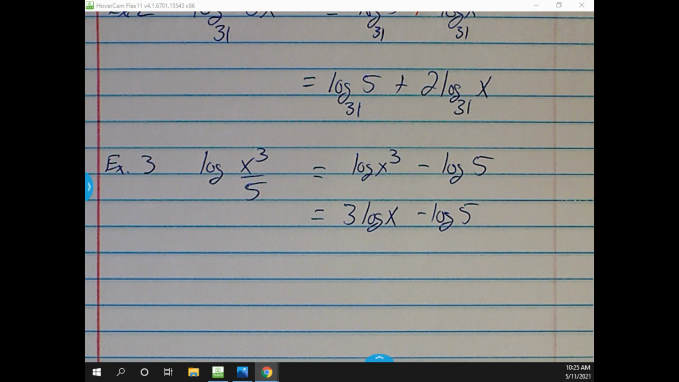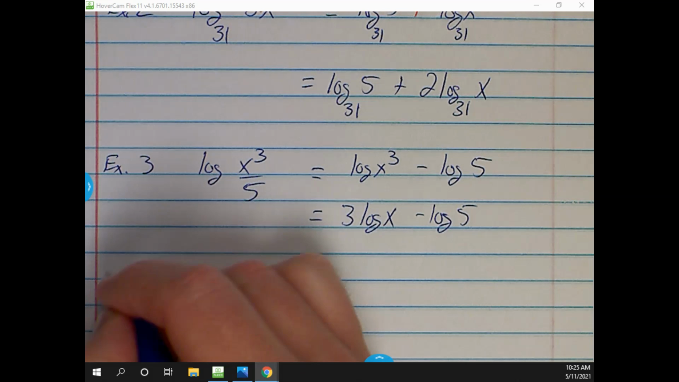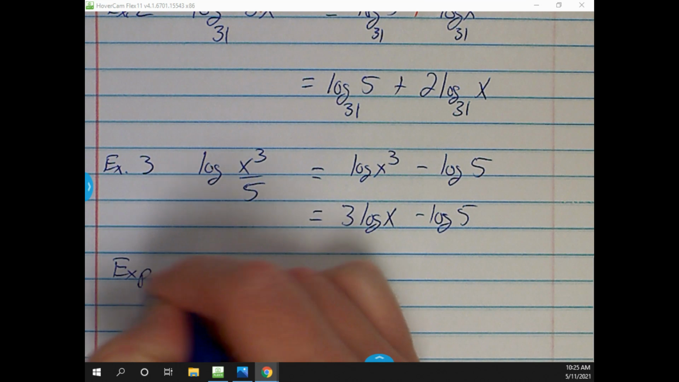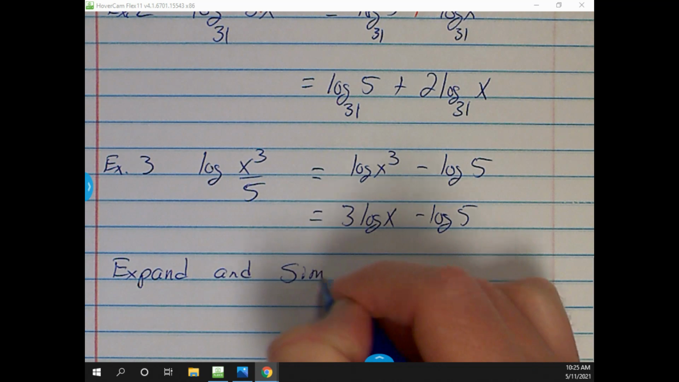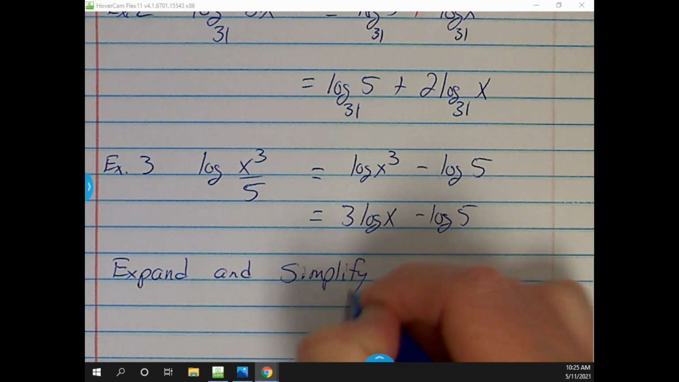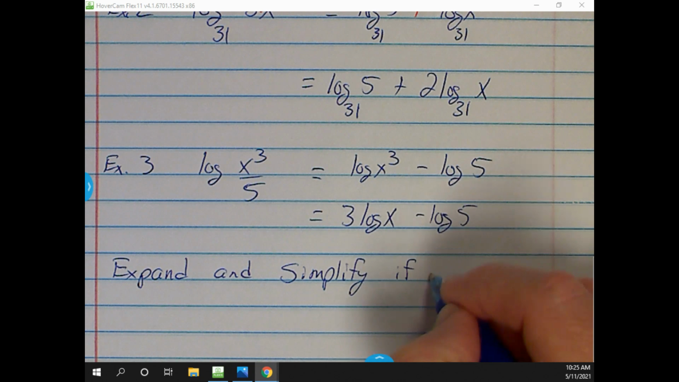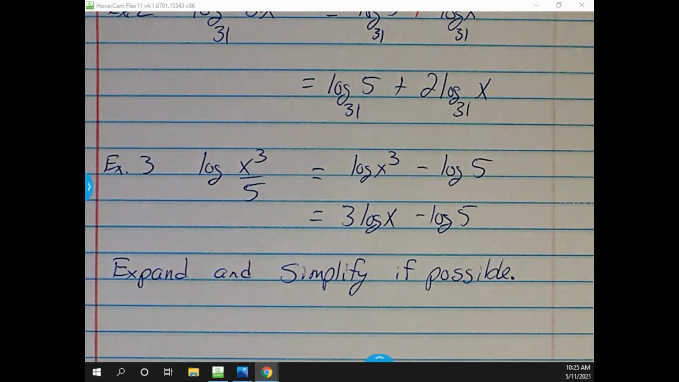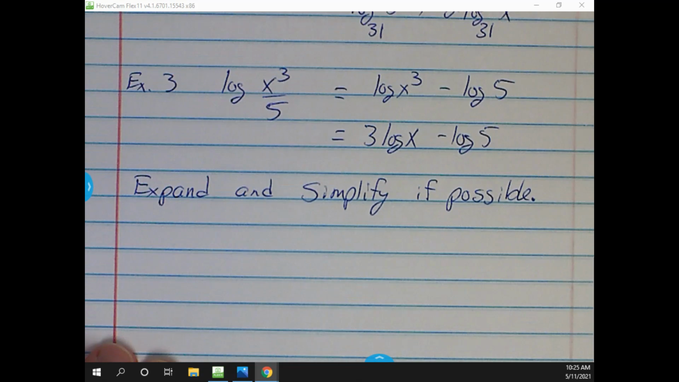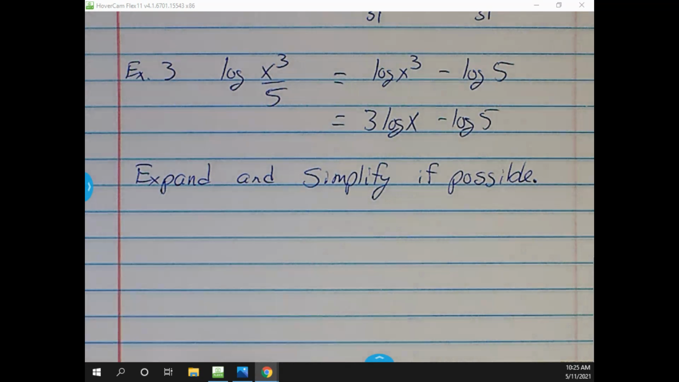Okay, so if they ask you just to expand it, that's all they're going to ask you to do. Now, one thing they're going to do on some of these is tack on a little bit more. On the next part, they're going to ask you to expand and simplify if possible. So we'll get the expansion part of it first, and then we'll come back and look at the second part of it.